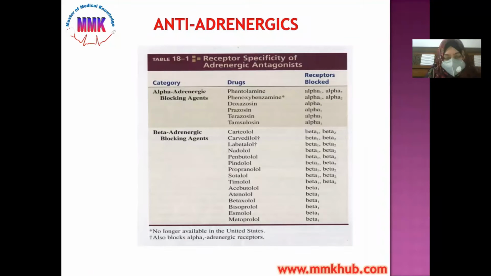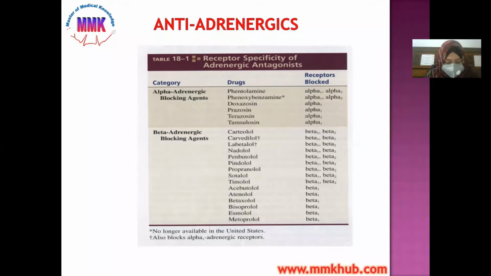Here, you can see that there are two types of anti-adrenergic drugs. As we studied in the last class, there are alpha receptors and beta receptors on the postsynaptic membrane. So when we study the adrenergic antagonists, the drugs will work on both receptors. Drugs which are alpha antagonists are again of two types: either selective alpha blockers or non-selective alpha blockers.